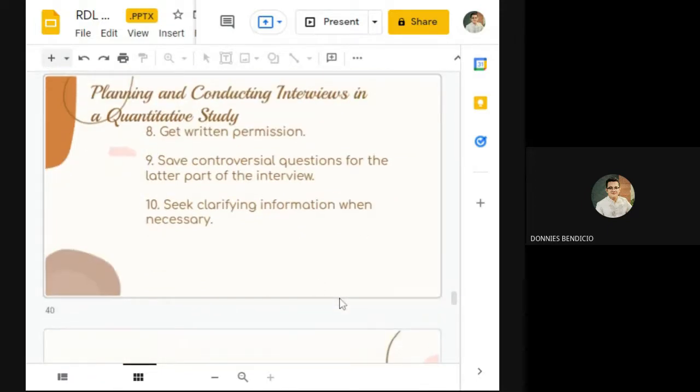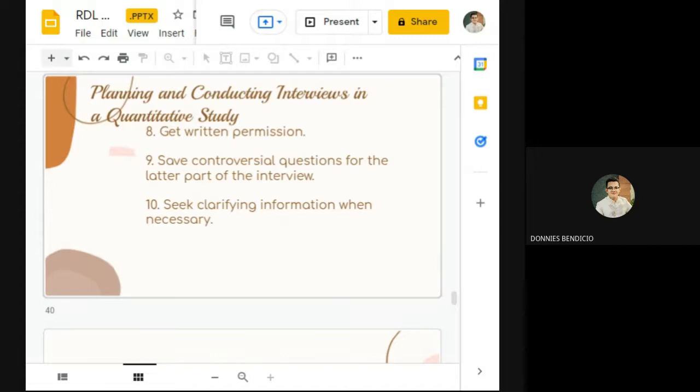So ito importante. Kailangan manghihingi muna tayo ng permission to an institution or respondents of our research. So save controversial questions for the latter part of the interview. Kasi baka mamaya kapag nagtanong kayo ng mga sensitive na questions, hindi nasagutan yan ng mga respondents ninyo.